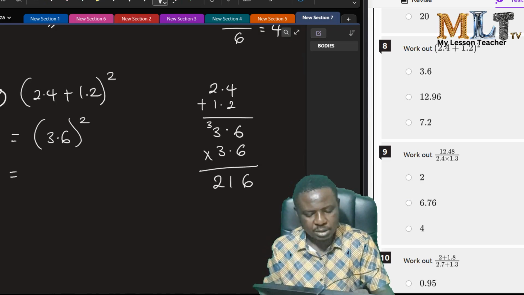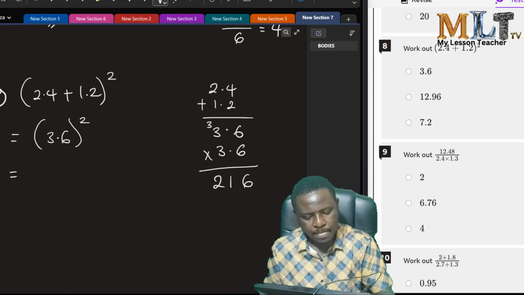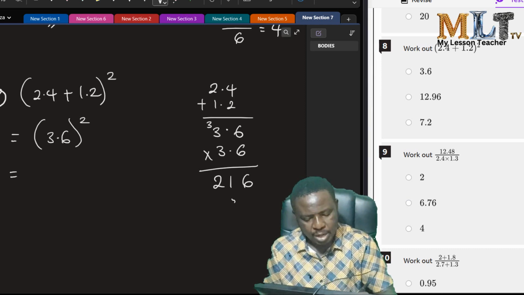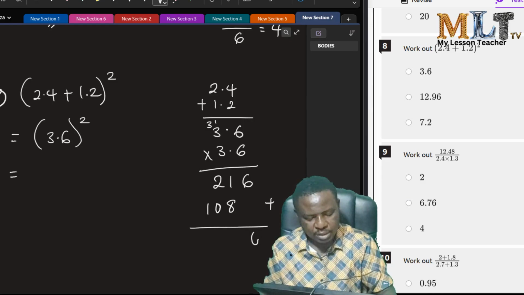And 3 times 6 is also 18. You write down 8, carry 1. 3 times 3 is 9. Plus 1 is 10. So you add this up. You have 6. You have 9. You have 2 and 1.